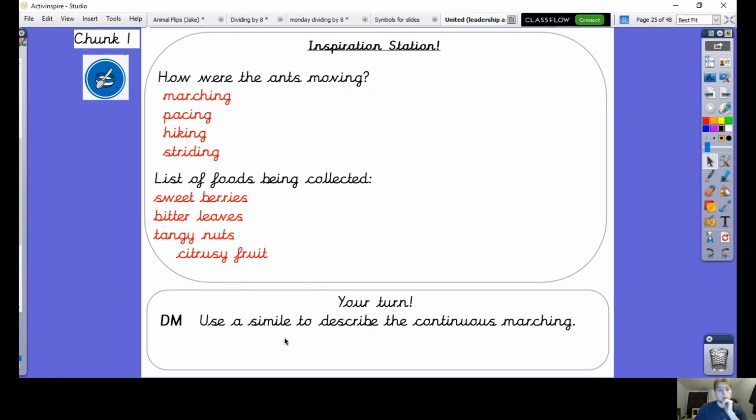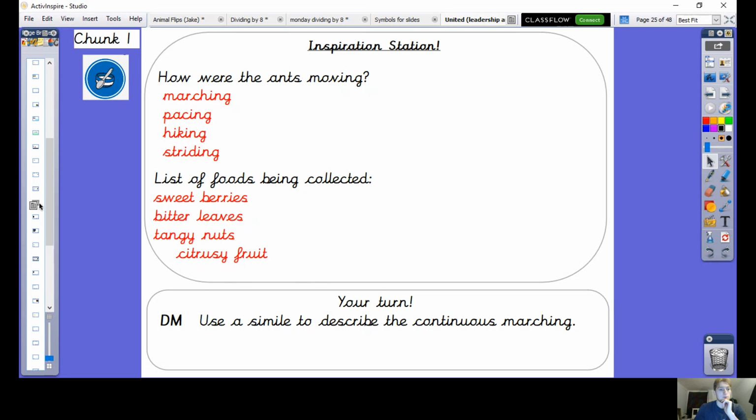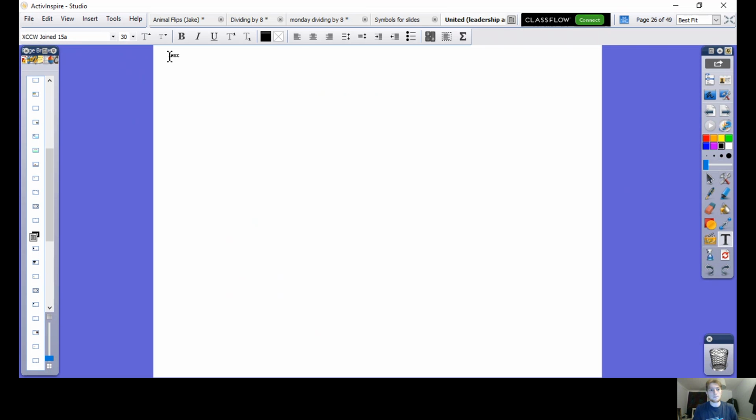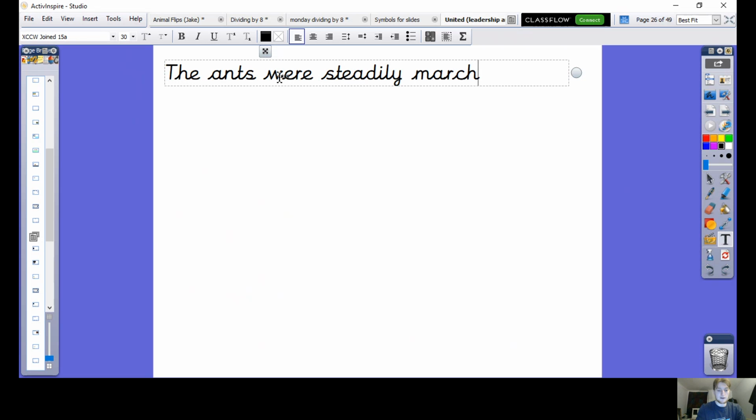Great. So let me just move on to a blank slide. I'm going to model this first sentence for us, just so we can get an idea of what we should be writing for this chunk. So I'm going to start off with the ants, just because we're describing how they're moving and what they're carrying, sorry. So remember, capital letter at the start. So the ants were steadily marching.